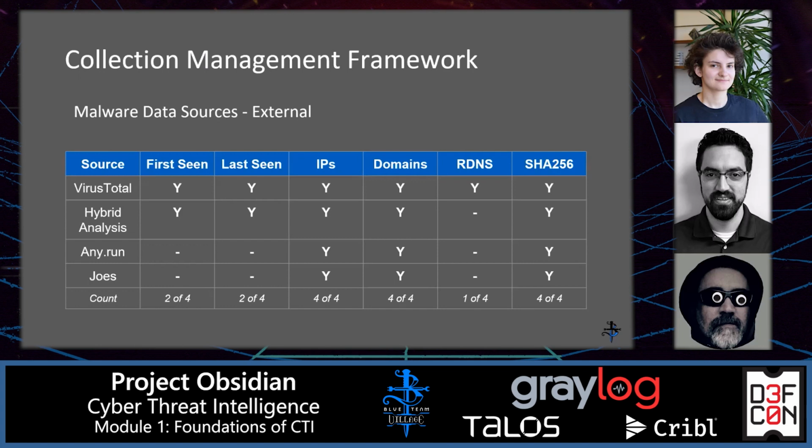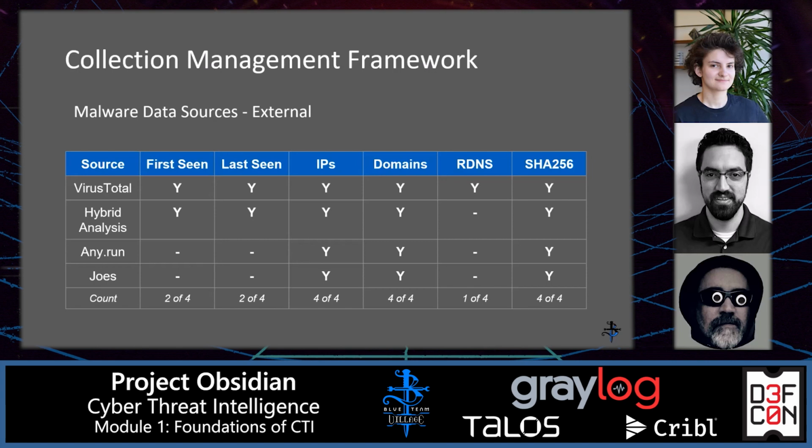So here's an example of different sources external to the organization for malware analysis. The columns represent the different data points that are available. This is just a simple example for demonstration purposes here, but at a glance, you can see, all right, well, IPs are found through all of these. That's great. So there's redundancy there. First seen and last seen, only 2 out of the 4 have it. So we're probably going to want to stick with those data sources.